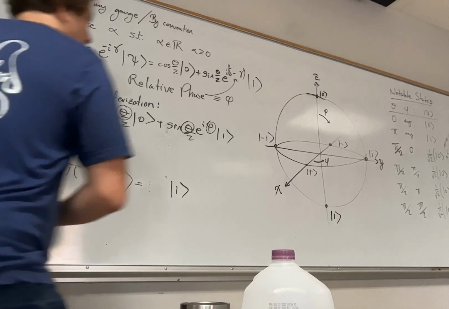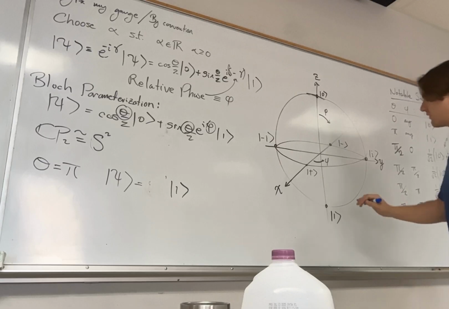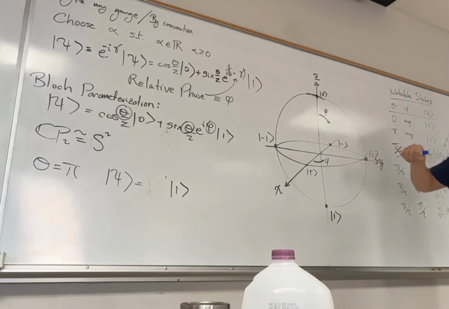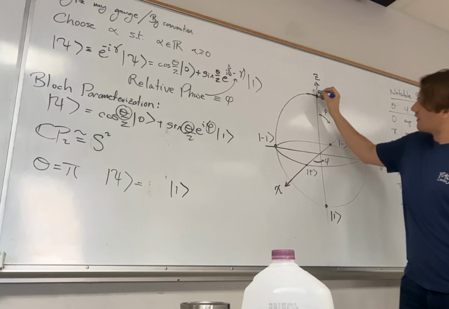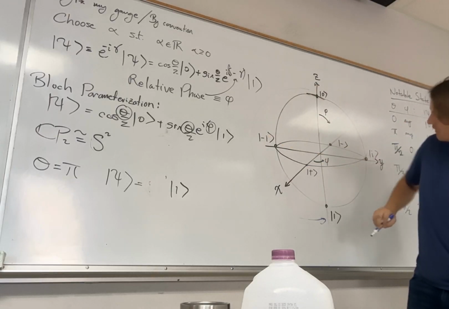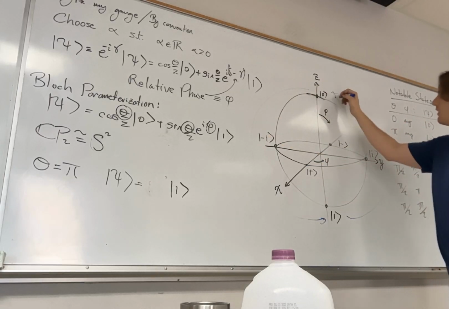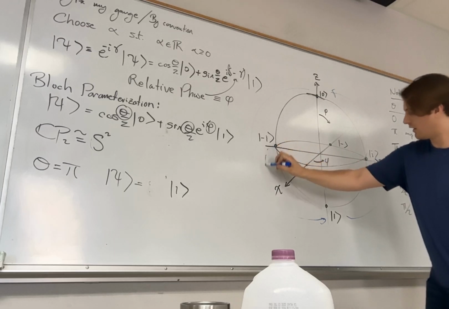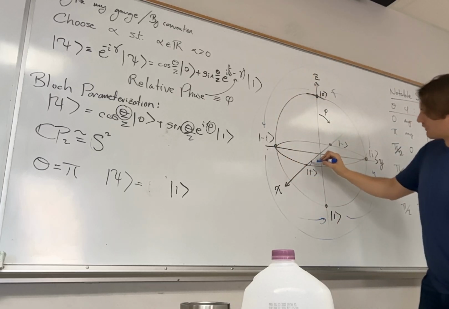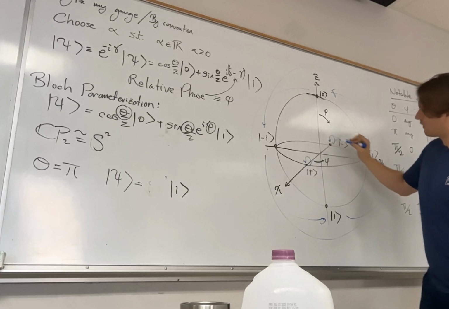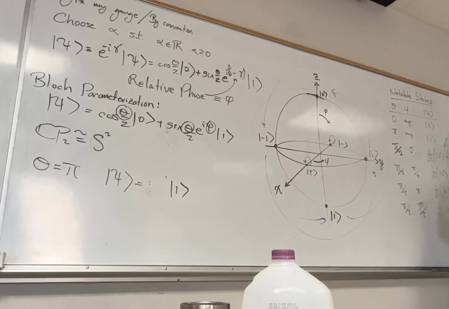So if I can draw this, basically what it does is, yes, right. It takes this guy to here. It takes this guy to here. It takes this guy to here. It takes this guy to here. And it leaves these guys fixed. I argue that this can be interpreted as a rotation by 180 degrees about the x-axis. And it turns out it can be.